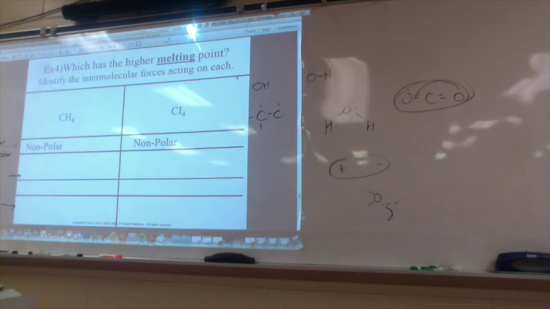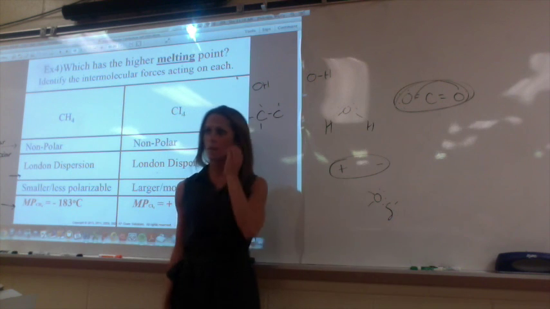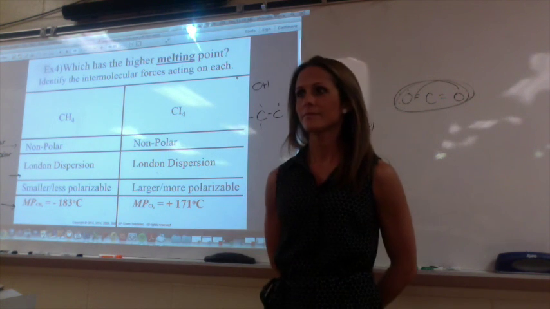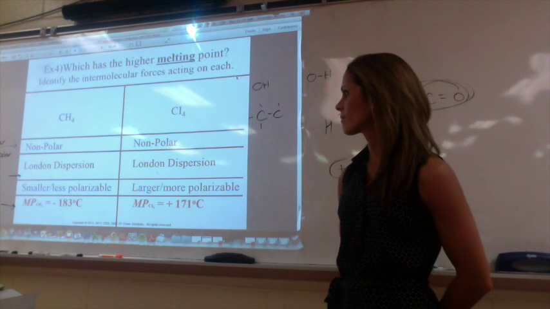What are the intermolecular forces? Only London dispersion on both of them. So now, what are you going to do? Electron count. How many electrons are in CH4? 10. And how many are in CI4? 218. Good. So, larger, more electrons makes it more polarizable. The melting point for this is 171 degrees Celsius. This one's negative 183. Can I say my justification for why it's high? Alright, so more electrons makes it more polarizable.